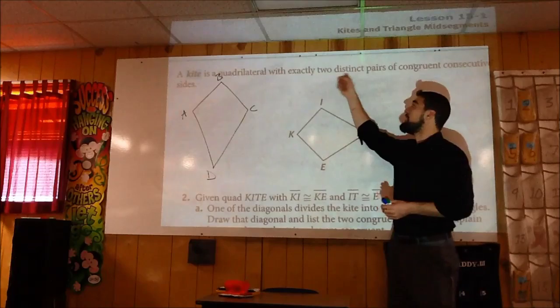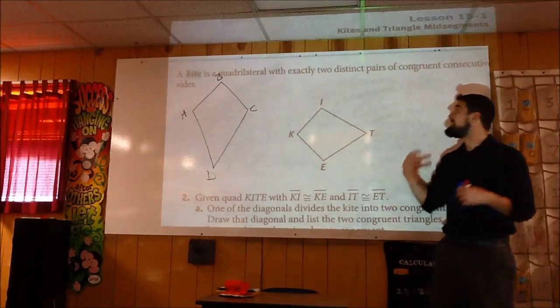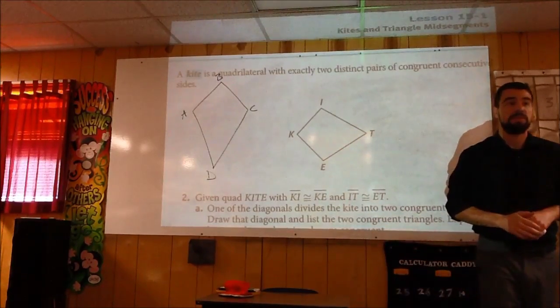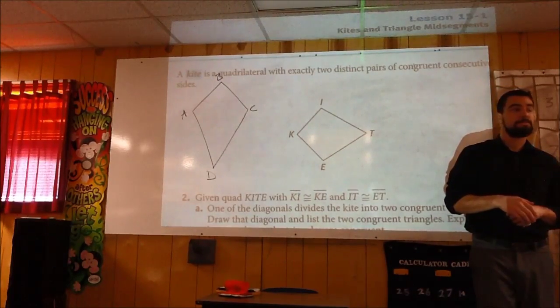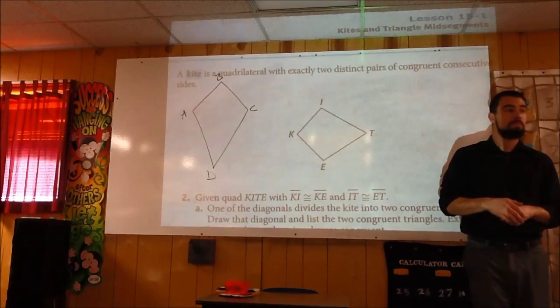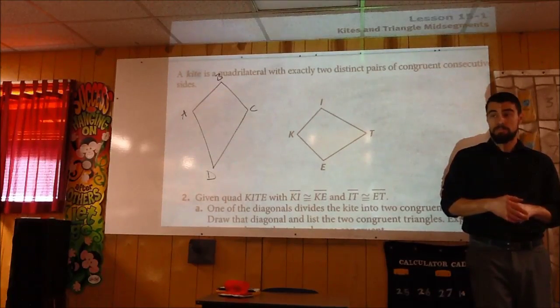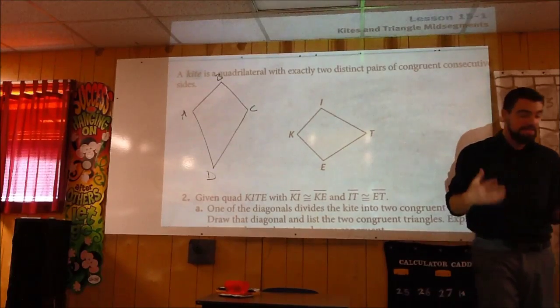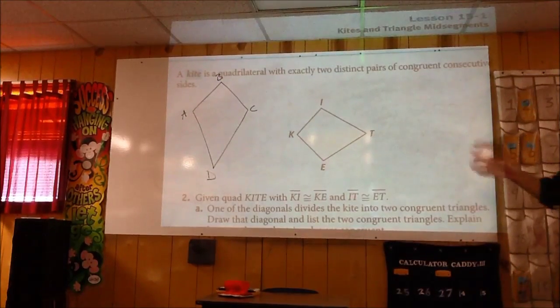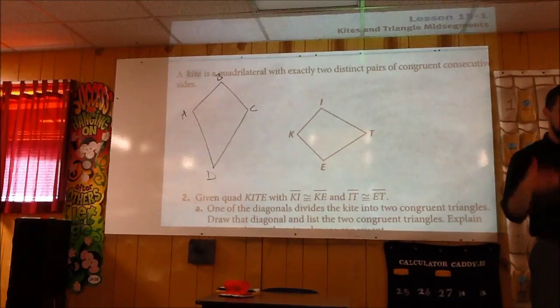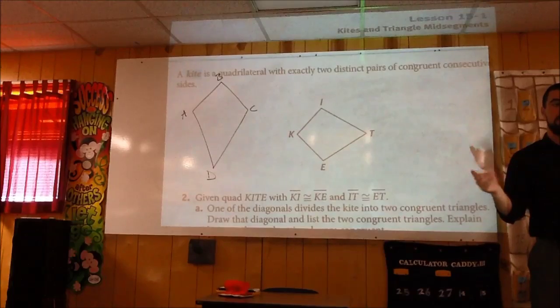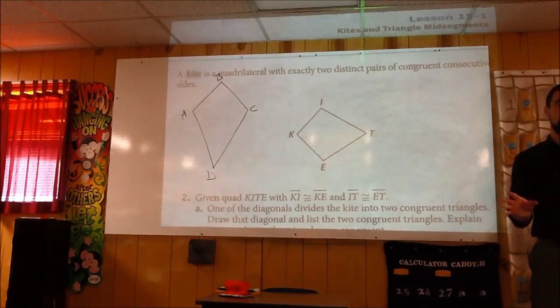Why is this word important right here? Distinct. It's got to be two distinct pairs of congruent sides. What are they saying can't happen? There has to be a clear difference between these two pairs of congruent sides. Because what happens if they're all congruent? What shape would that be? You don't know anything about the angles, but what's a shape called? Quadrilateral with all congruent sides. And that's it.